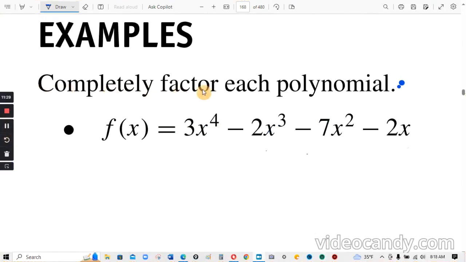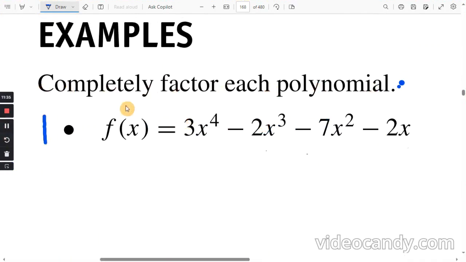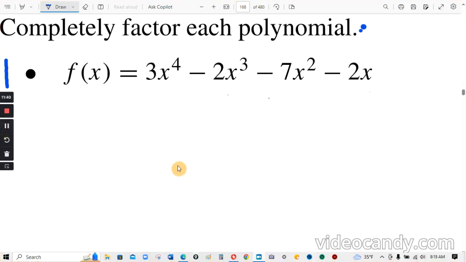And now in this section, we're going to completely factor each polynomial. So this will be example 1 again, because we're going to factor it all the way. Now, before you get into the rational zero theorem, you want to see if you can just factor this without it. As far as the coefficients are concerned, 3, 2, 7, 2, there's no greatest common factor there. But if you look at the x's, they all have an x term. So if you factor out an x, you want to choose the one with the smallest exponent. This here is x to the first. So I'm going to factor out an x.